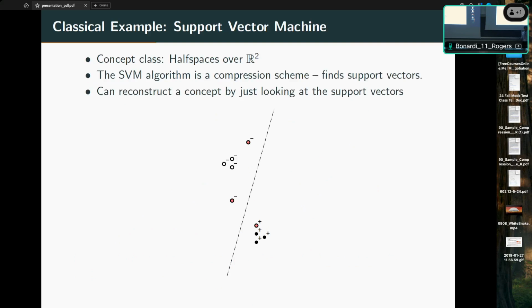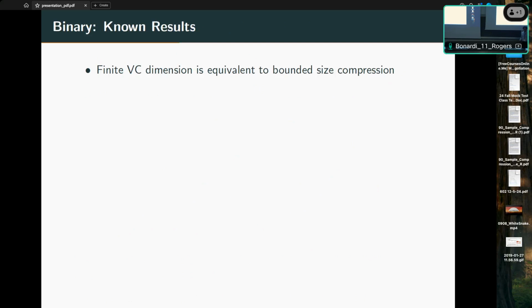And the last example, which is a more classical one, is the support vector machine algorithm. Our concept class here is half spaces over R2. The goal of SVM is to make a decision boundary that maximizes the distance to the closest point. The SVM algorithm returns some support vectors, and you can reconstruct your concept just based on these 3 points. And in general, you have d plus 1 points. But let's move on to results that are known for compression.